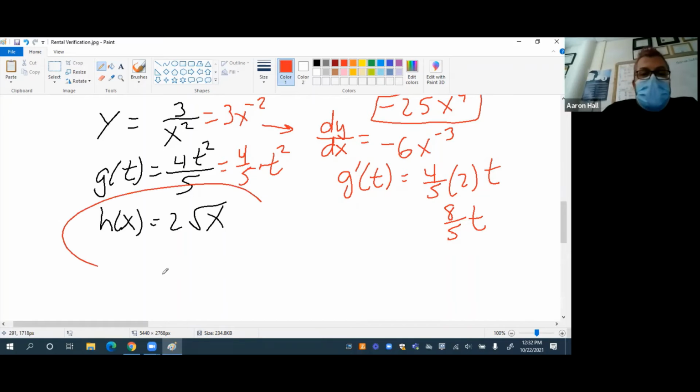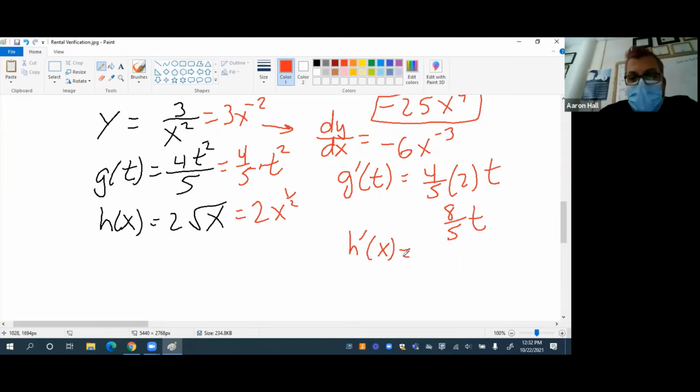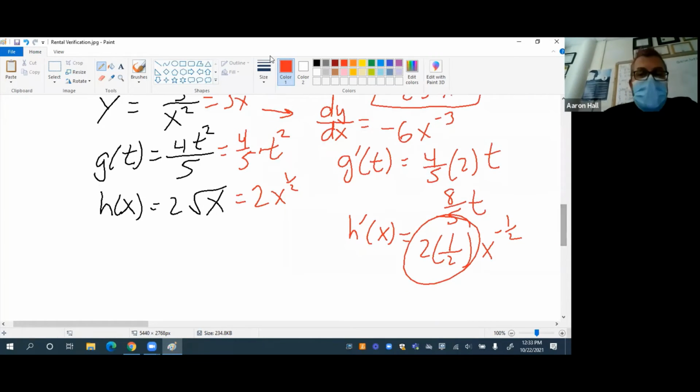All right, Thomas, do you have this one? Okay, did you rewrite this first? In my head I did, yes. Okay, how did you rewrite this? So I rewrote it as 2 times x to the power of 1/2. And so the derivative of this is going to be what? 2 times 1/2 times x to the power of 1/2 minus 1, which is -1/2. And that just gives me x to the power -1/2, or 1 over the square root of x. Yes. Precisely.